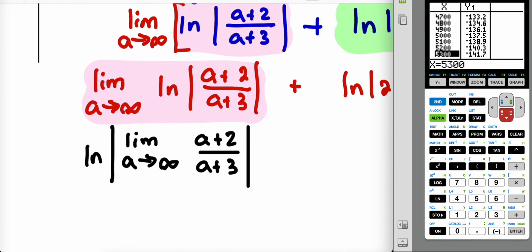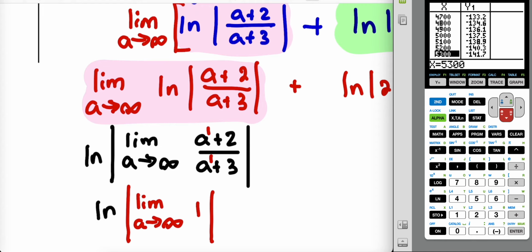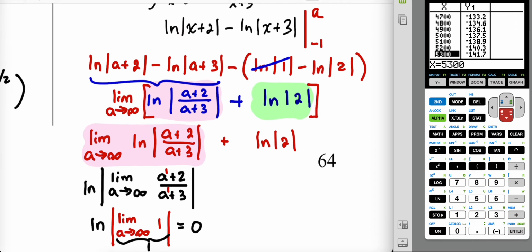All right. The exponents are the same here. So this is the limit as a approaches infinity, the ratio of the coefficients is 1. Limit of a constant is a constant. So this is the same as saying 1. Natural log of 1 is equal to 0. So the final answer here is actually just the natural log of 2. So this one actually converges to a final answer.